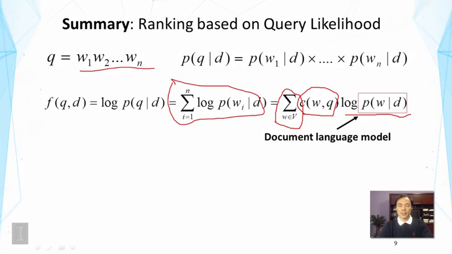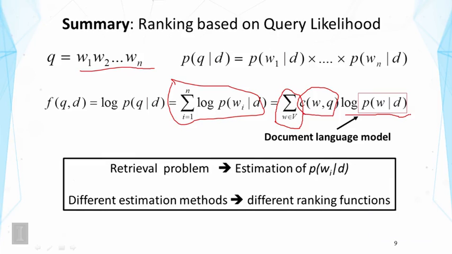So you can see in this retrieval function, we actually know the count of the word in the query. So the only thing that we don't know is this document language model. Therefore, we have converted the retrieval problem into the problem of estimating this document language model, so that we can compute the probability of each query word given by this document. And different estimation methods here would lead to different ranking functions. And this is just like different ways to place a document vector in the vector space would lead to a different ranking function in the vector space model. Here, different ways to estimate this document language model would lead to a different ranking function for query likelihood.